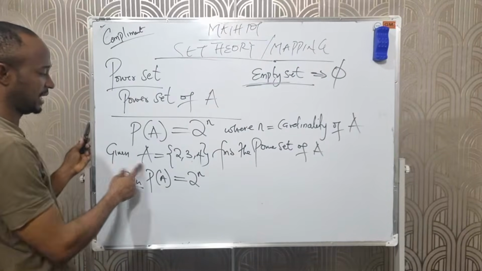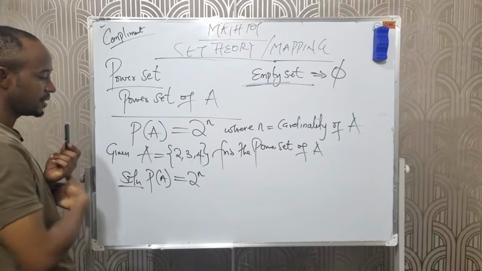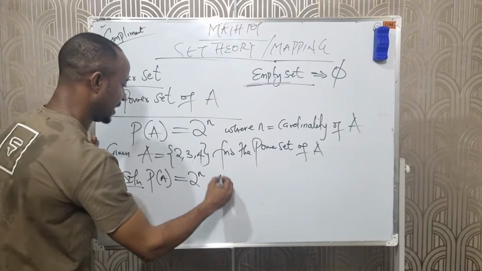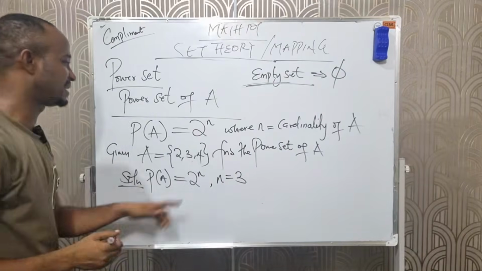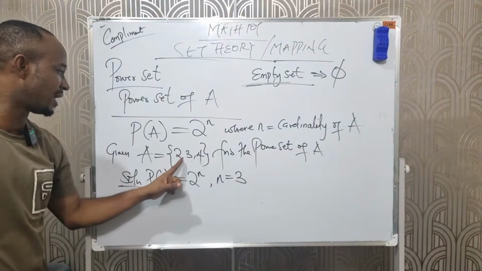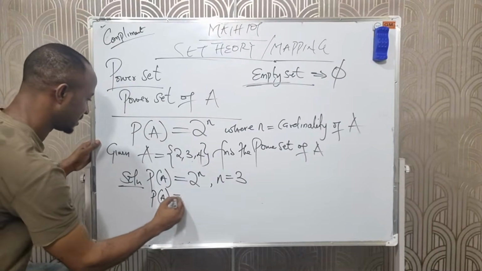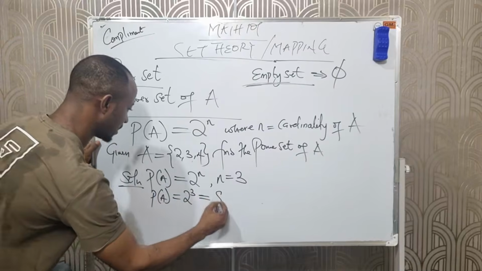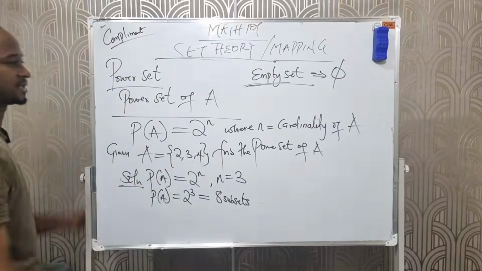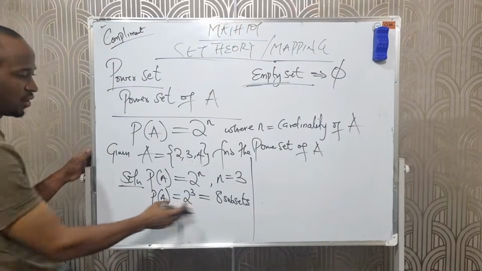So we are given that set A is 2, 3, 4, and we have to find the power set of A. The formula says P of A equals 2 raised to power n. Our n is 3, where n means the cardinality of set A, the number of elements found in A: 1, 2, and 3. So P of A is 2 raised to power 3, which is equal to 8. That means we have 8 subsets.